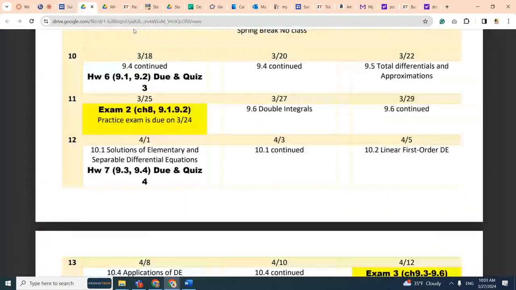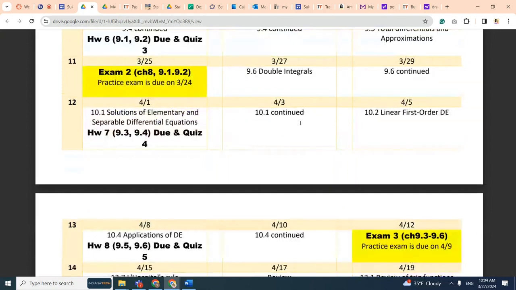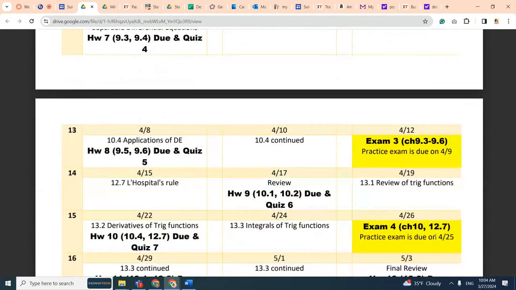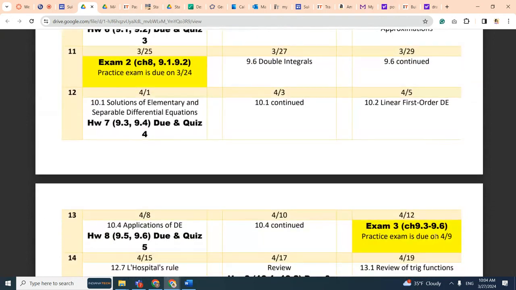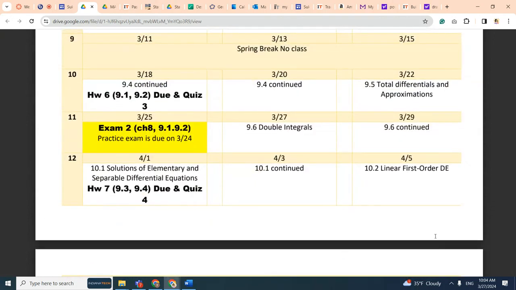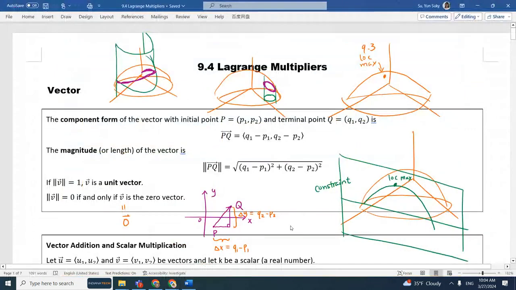Everybody. So today we will finish 9.4, okay? And then you can start working on homework 7. And the next exam is about 9.3 to 9.6. We will see whether we need to postpone exam 3. Okay, so yeah, we will see. Today our goal is to finish 9.4.